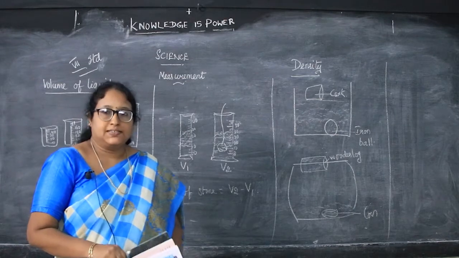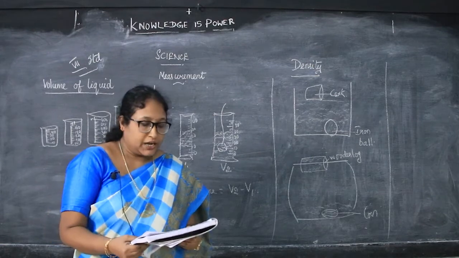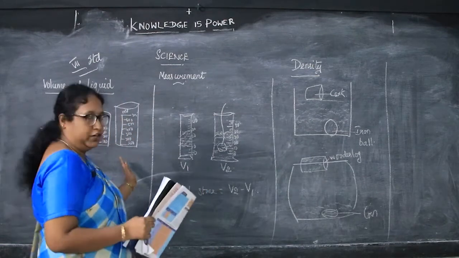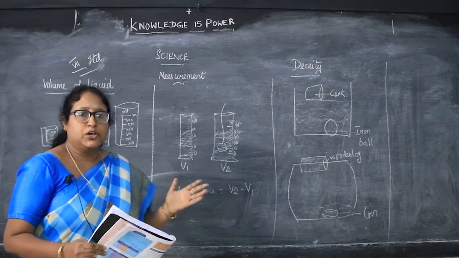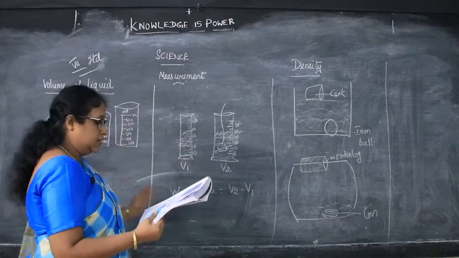In the previous class I talked about the area of regular and irregular objects. Now I am going to talk about volume. In the previous class I took cube, cuboid, sphere and cylinder. Now I am going to talk about the volume of a liquid.